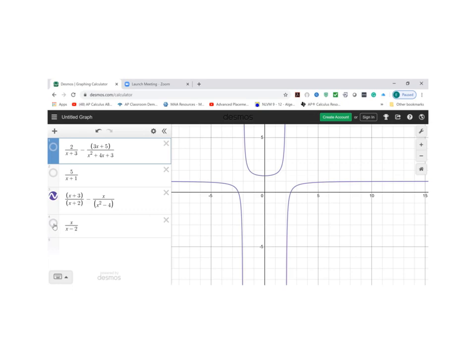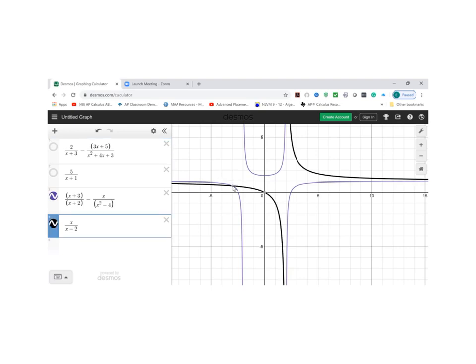Now, if we look at the graph of x over x minus 2, we have this graph, and notice that this has a vertical asymptote at x equals 2, but they do intersect at this point. And that was our solution set, x equals negative 3. So we still look for the intersection points.